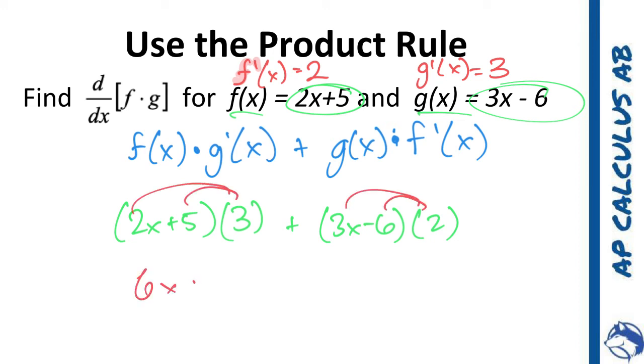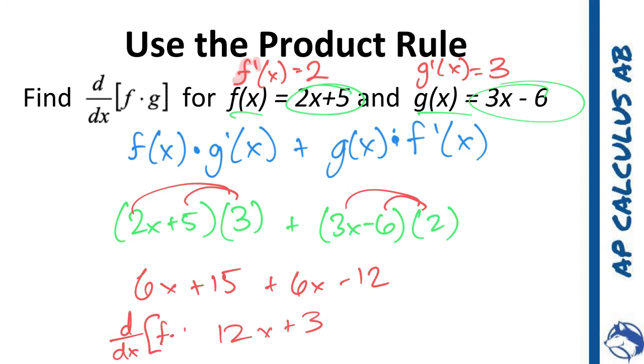So I get 6x plus 15 plus 6x minus 12. So I end up with 12x plus 3. And that is my derivative of f of g. So this is d, my derivative with respect to x of f times g.